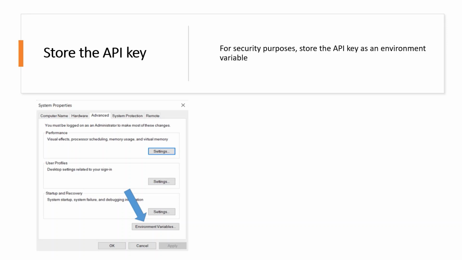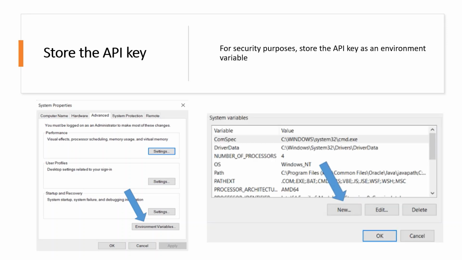Now you'll see two sections, user variables and system variables. User variables apply only to your user account, while system variables are applied system-wide. If you want to set an environment variable specifically to your user account, you will use user variables. But here we are going to set a system-wide variable. So click on the New button under System Variables.